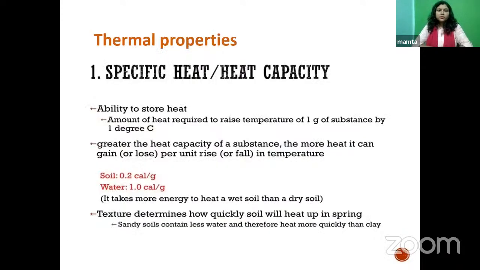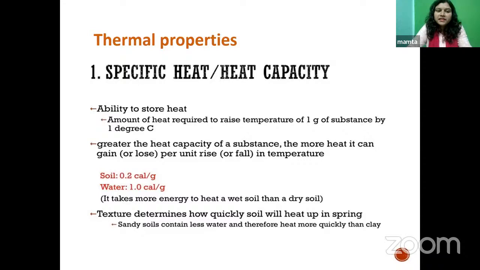Now some thermal properties. These are very important. First one is the specific heat or heat capacity. Actually, specific heat is the same as the heat capacity, but what is the heat capacity? Heat capacity is the amount of heat required to raise the temperature by 1 degree Celsius or 1 Kelvin. But specific heat is what?